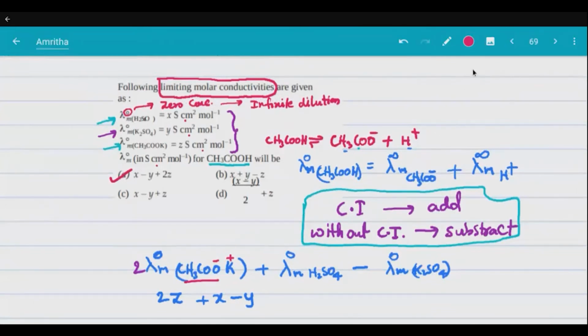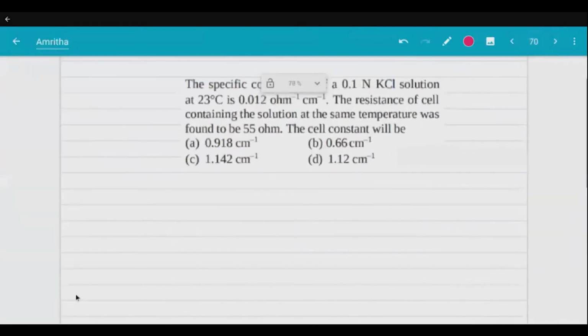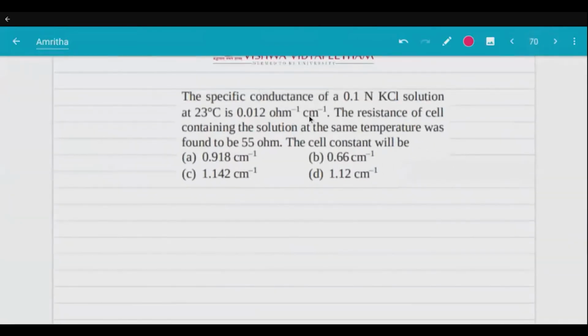I hope no doubts, right? Fine. Moving on to the next question. Very important model here. Types of conductance is covered in this question. Specific conductance of a KCl solution is given. Look at the units. With these units, you should get clarity. What is given here? K is given. K value is given 0.012 ohm inverse centimeter inverse.